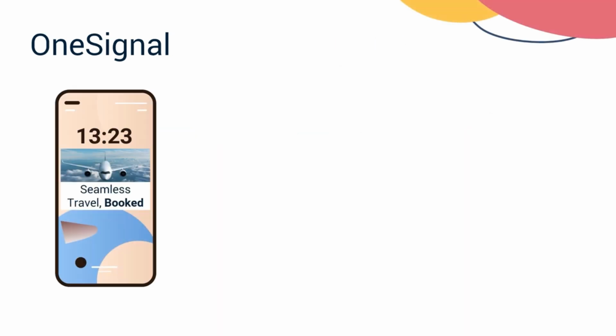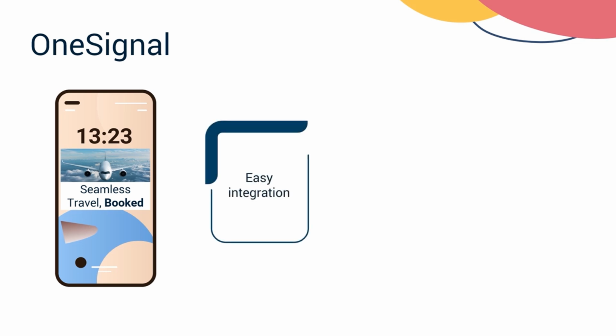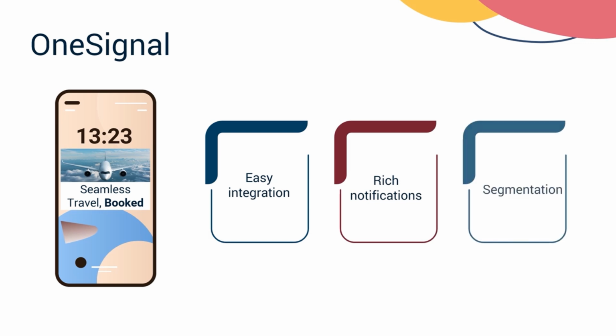Another popular notification system is OneSignal, which is known for its ease of integration and powerful features. OneSignal offers several key features, such as easy integration, rich notifications, and user segmentation. Let's explore each of these in more detail.